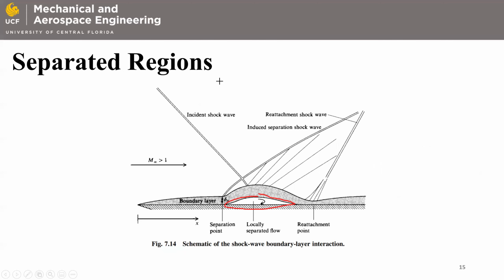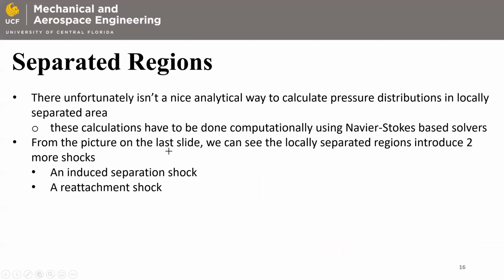And then separated regions, these are a little different. You can see over here that this is just the supersonic flow over a wedge. And then right here, you have a locally separated region circled in red. Unfortunately, there's no nice analytical way to calculate these. You have to use computational Navier-Stokes solvers to do it.